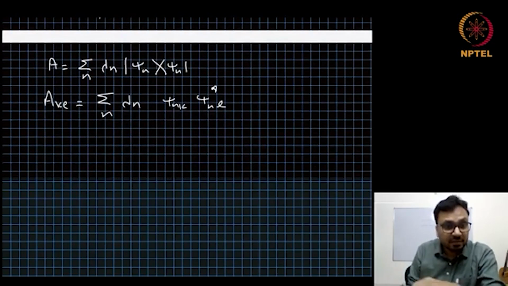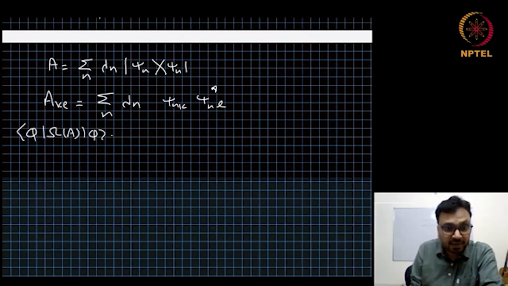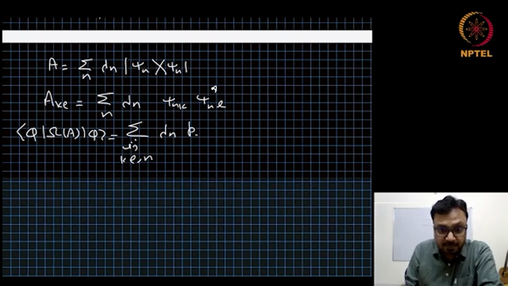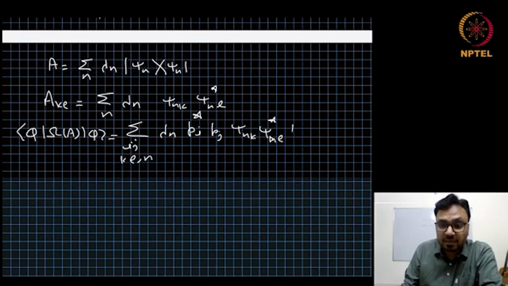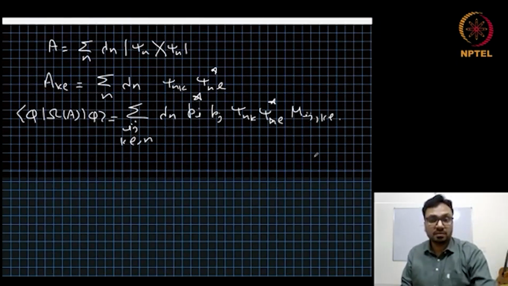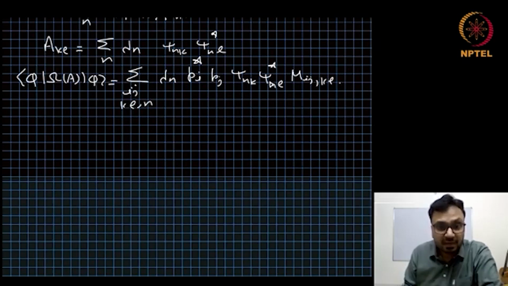We get phi omega A phi equals sum over ij kl and n, lambda n pi star pj psi nk psi nl star Mij kl. We have all the elements here.